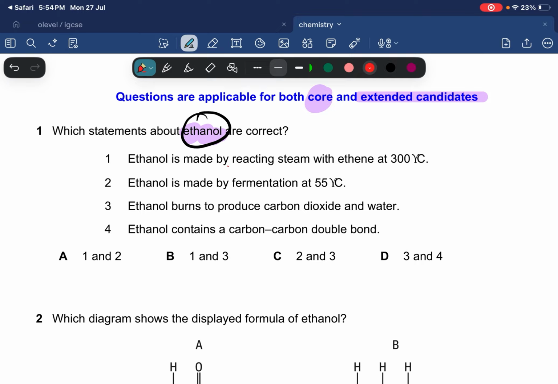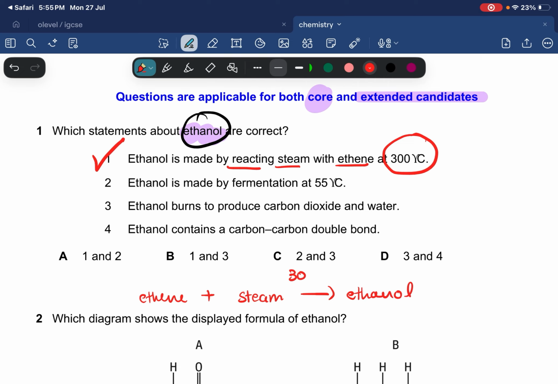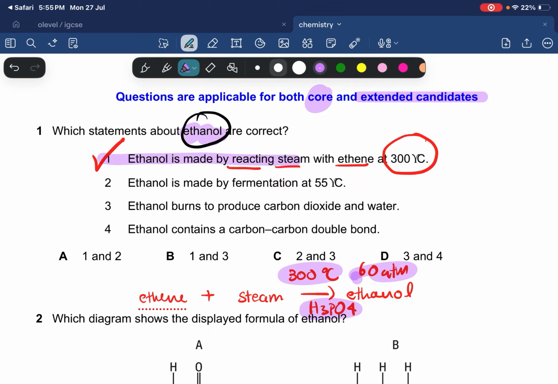Ethanol is made by reacting steam with ethene at 300 degrees Celsius. That is exactly correct, because whenever you take ethene, that is your alkene, and add steam to it, that is your water in gaseous form, you are going to form ethanol. But there are conditions for this reaction. You need a temperature of 300 degrees Celsius, a pressure of 60 atm, and H3PO4, which is a phosphoric acid catalyst. So these are the three conditions, but this statement is correct.